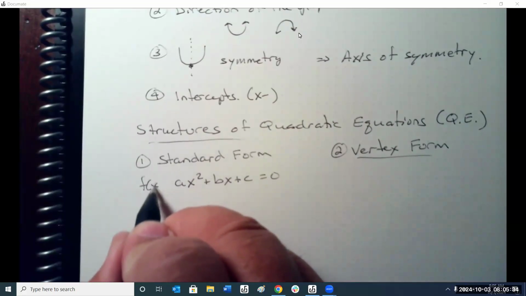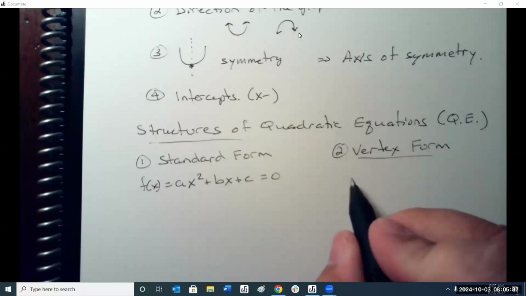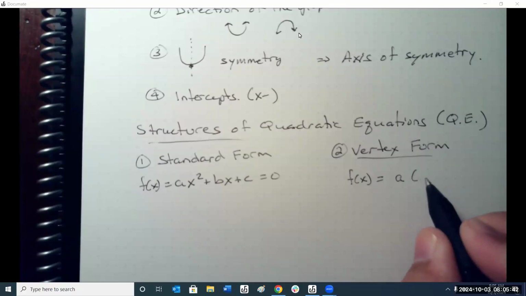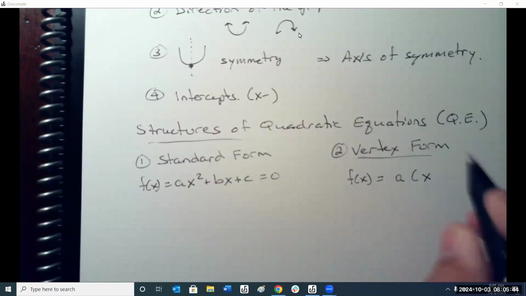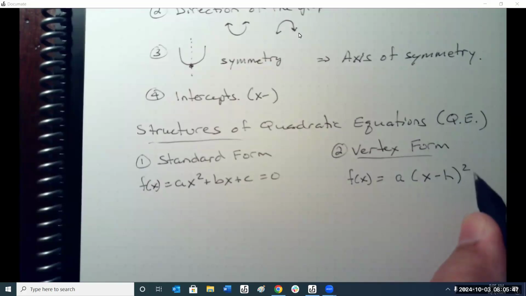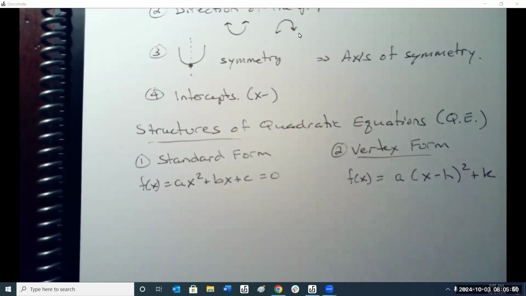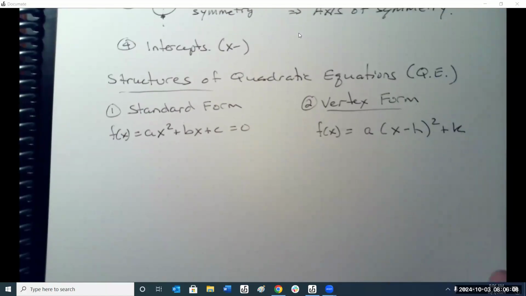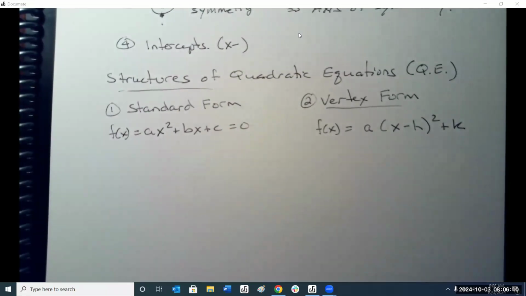So the f of x equals this one, and it equals 0. And this one here will do the same thing. But on this side, that's our vertex form. They both have their pluses and minuses. They both have the benefits and detriments. There is no easy way to find the graph, but these make them more simple. Okay, first off, we'll start with the vertex form.